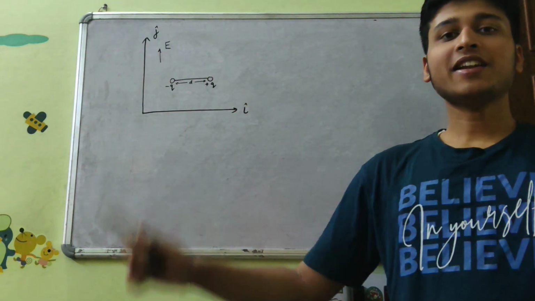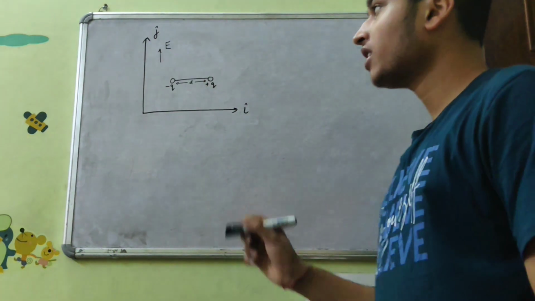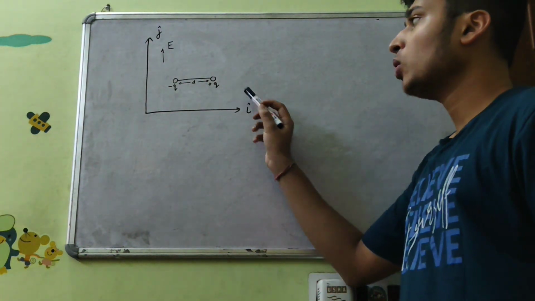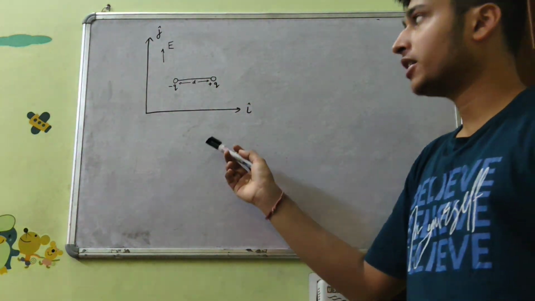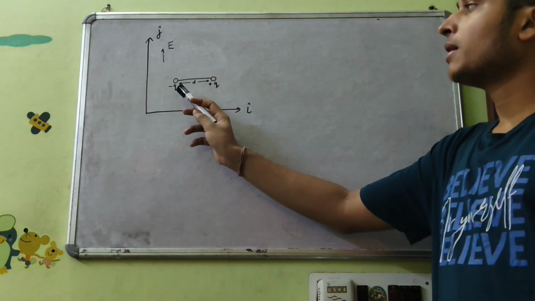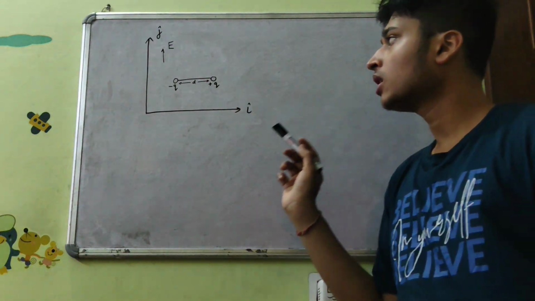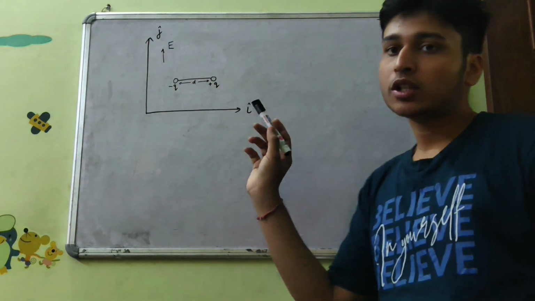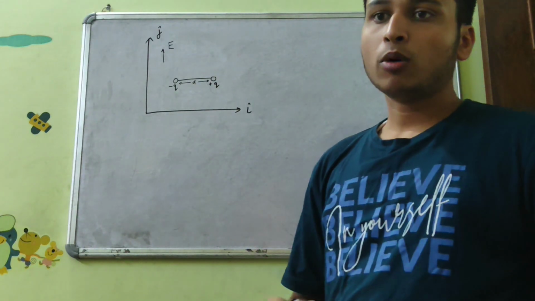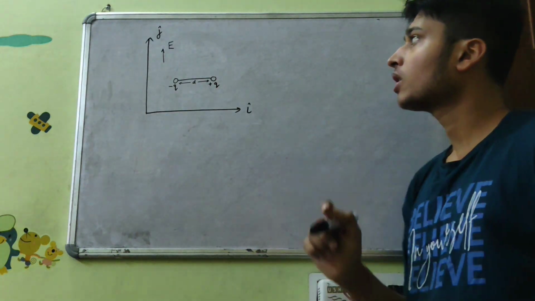Hello everyone, let us solve this question. Here we are given that there is an electric dipole consisting of two charges of magnitudes minus q and plus q separated by a distance d. Initially it is in this orientation. It is said that the dipole moment is pointing along i cap.